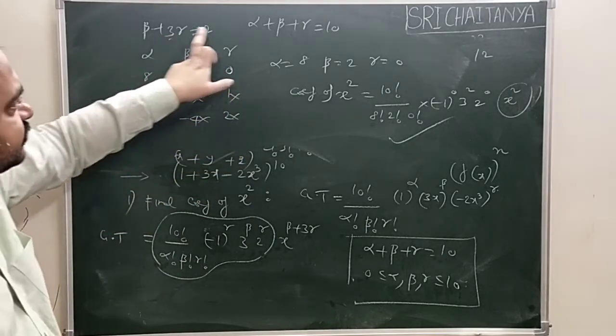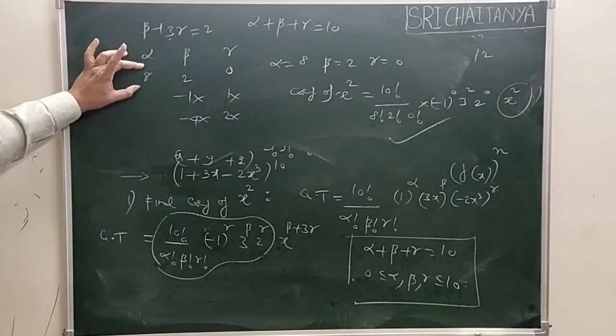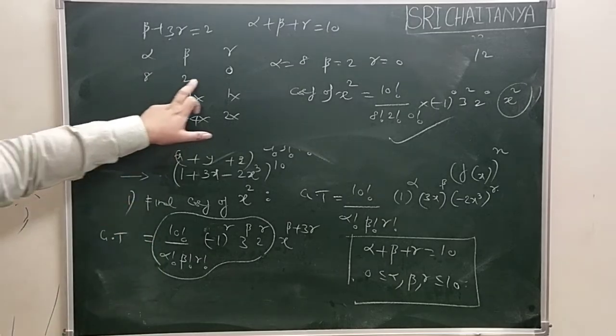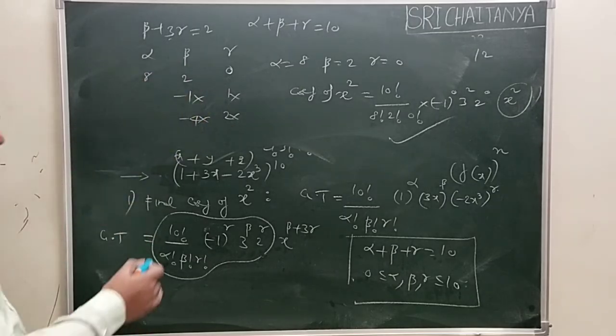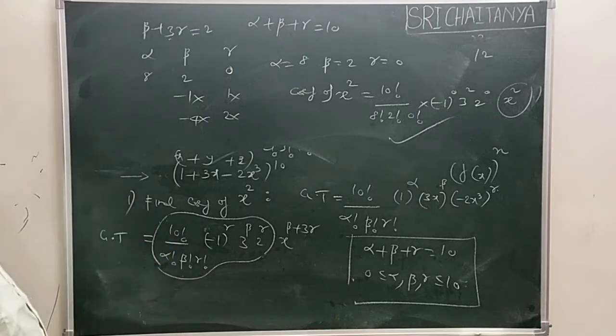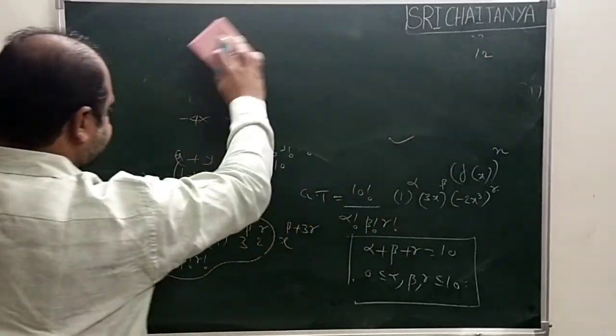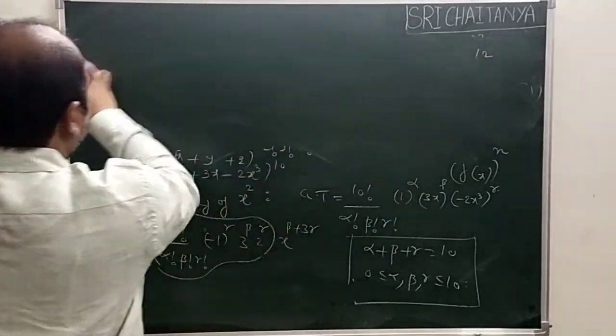Substitute 0 and calculate alpha and beta. Then for 1 you get minus 1, not possible. Therefore the only possible values are 8, 2, 0. Substitute back in the general term, and you will get the coefficient. This is the coefficient of x square. Suppose you have to calculate the coefficient of x power 7; we will see that in another problem. Second problem.